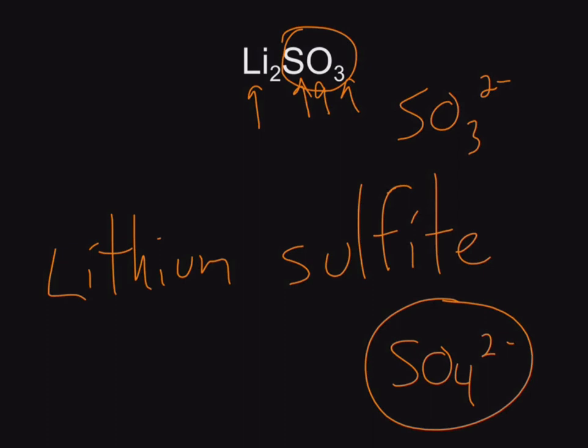So this is where you have to pay attention to the little numbers. Make sure you check on the chart. Some of these combinations have more than one version, and the names are different depending on the exact formula of the polyatomic ion. So SO3 is sulfite, so this compound is lithium sulfite.